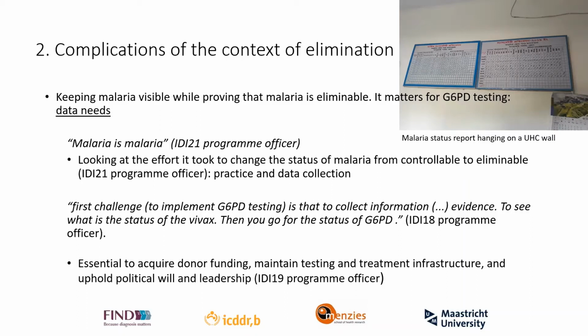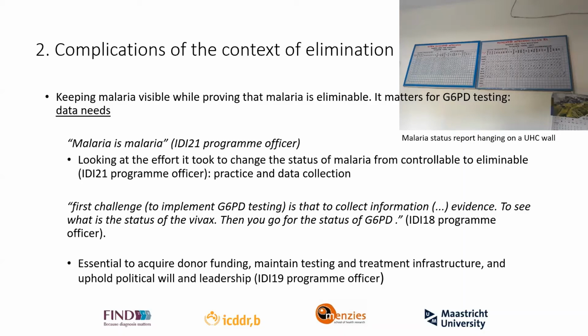And this means that every case is important, whether falciparum or vivax, whether symptomatic or asymptomatic. This is different than a controllable malaria, where it is difficult to direct resources and priorities towards P-vivax. It was interesting to look at the effort it took to change the status of malaria from controllable to eliminable. The program officer described how they had to deploy staff and technologies to gather data and show that malaria is indeed eliminable.